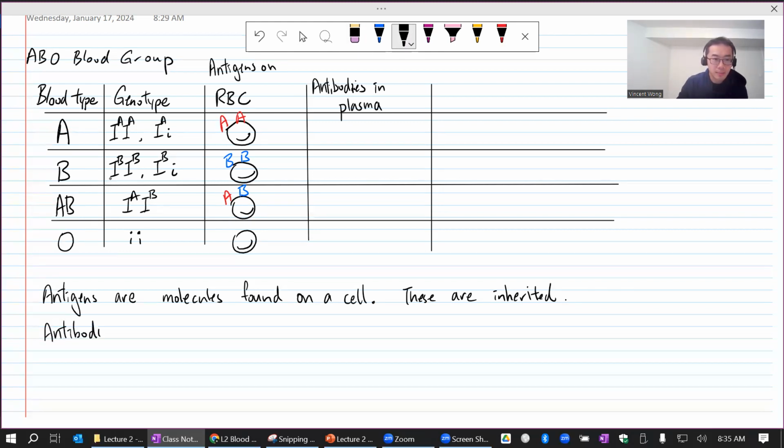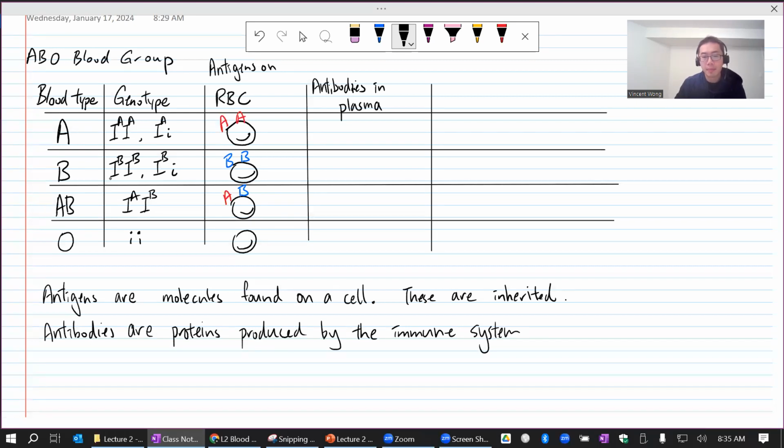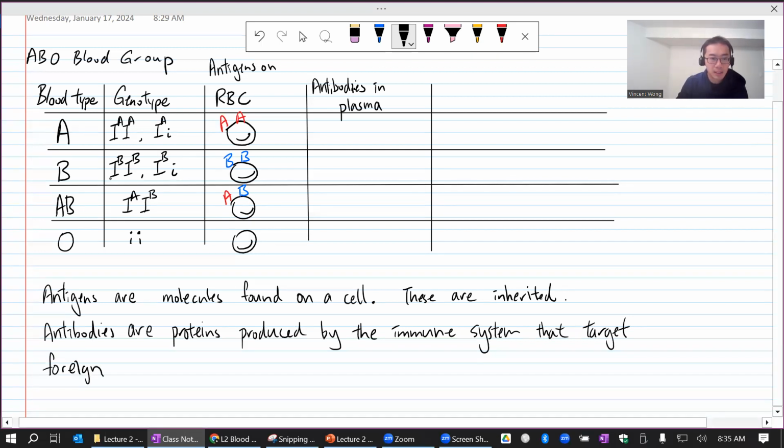antibodies are proteins produced by the immune system. And we'll learn how that actually happens next class. Antibodies are proteins produced by the immune system that targets foreign antigens. Okay, copy that down first. I'll explain a little bit more.